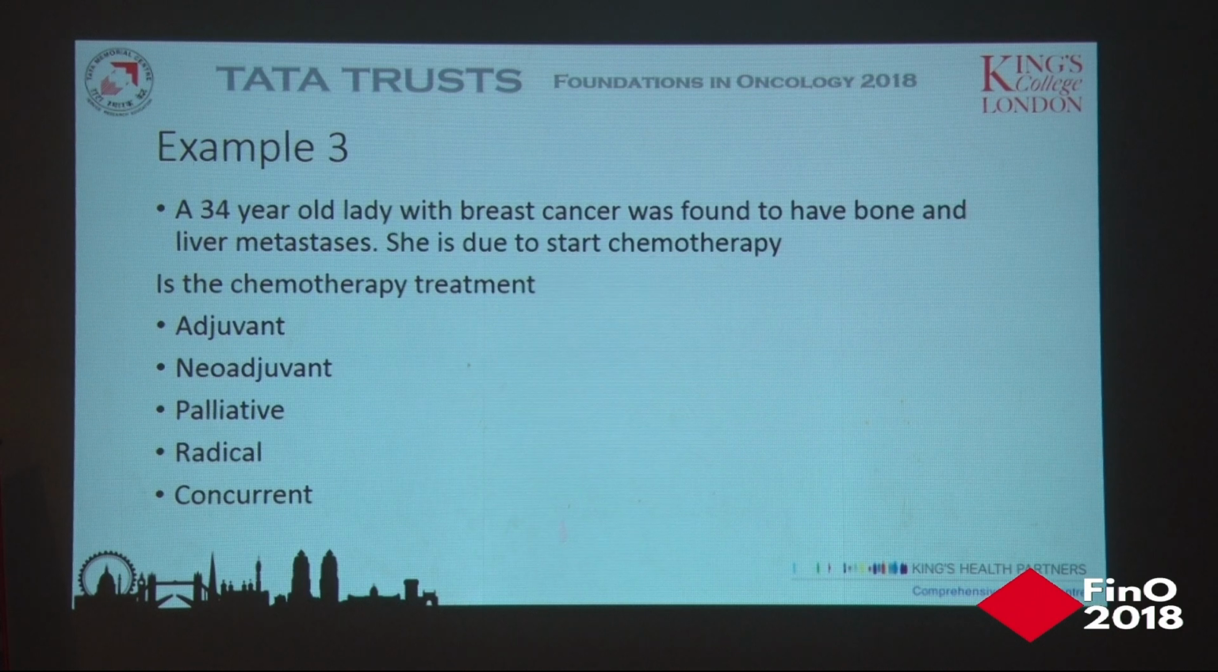Example 3. A 34-year-old lady with breast cancer was found to have bone and liver metastasis. She is due to start chemotherapy. Okay, so this patient has bone and liver mets. Can you cure this patient? So what is this treatment? Excellent.